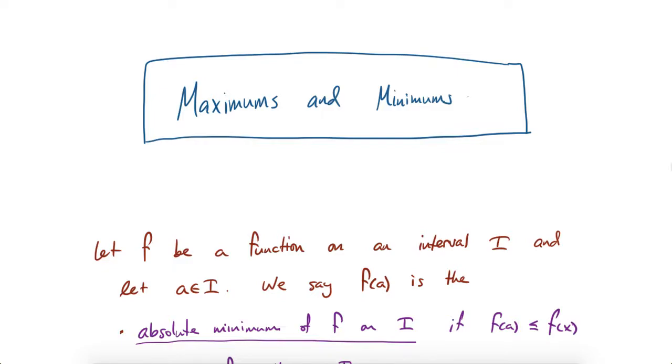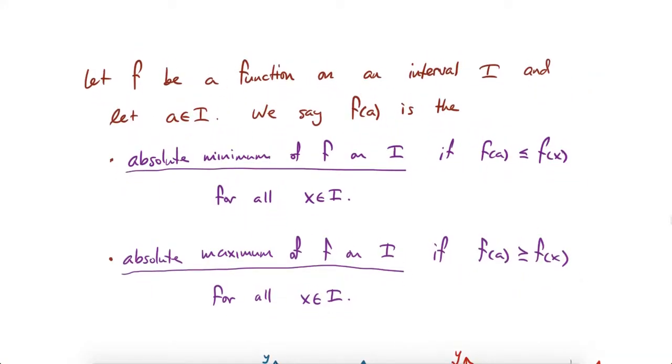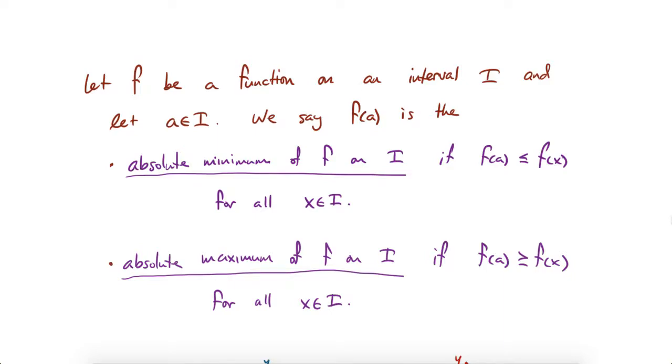Let f be a function on an interval I, and let a be any point in I. If you're not familiar with this symbol, it just means that this is some number in the interval. We say that f of a is the absolute minimum if it's the smallest thing, basically. So if you look at the y value associated with a, if it's smaller than all the other y values for every other x in the interval, then you call it the absolute minimum. And if it's bigger than all the other y values, you call it the absolute maximum.